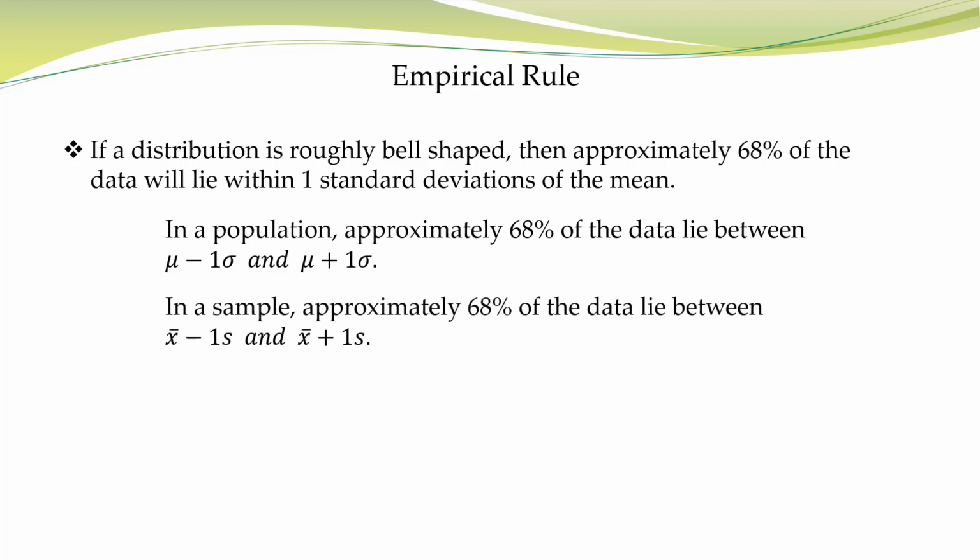In a sample, now we're going to use different notation. Still 68% of the data, but it's x bar minus 1s, x bar plus 1s. Again, it's the mean minus 1 standard deviation, mean plus 1 standard deviation. It's just notation. Different for a sample than it is for a population.